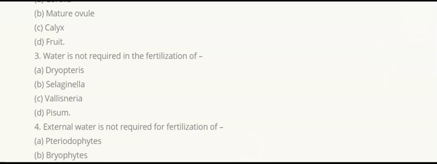We move to question number 3. Water is not required in the fertilization of Dryopteris, Selaginella, Vallisneria and Pisum. Now if you examine the first three, Dryopteris is a pteridophyte. Same is Selaginella, and Vallisneria is an aquatic plant. So the only plant left is Pisum. Pisum sativum is very commonly known as garden pea. You will also study something similar in your genetics. So here we go with option D, that means we'll go with Pisum.